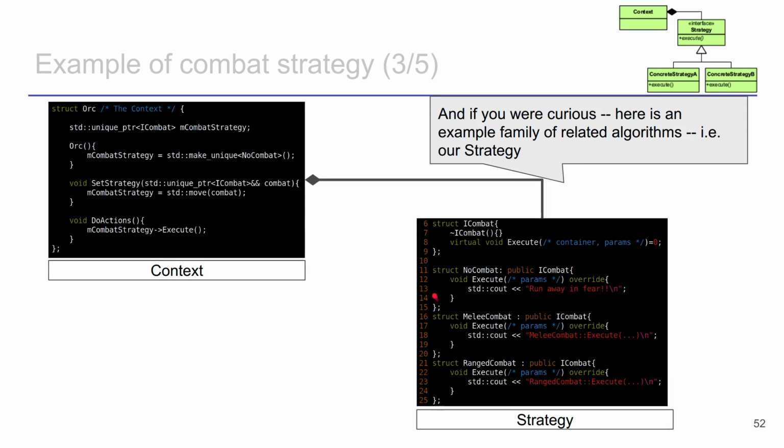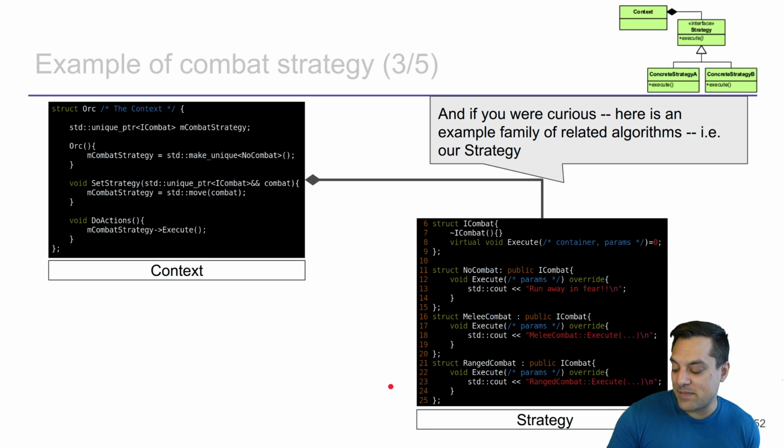Okay, so I'll move out of the way here just so again you can see the connection. Here's the orc, which is our context. That's this side of the tree. And on this side of the tree is our strategy, which shows the family of related algorithms here. And I even added one more in the slides with range combat just for fun. Just so again you can see the flexibility of this pattern, which is quite nice.